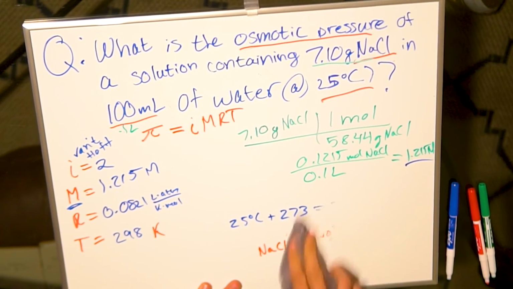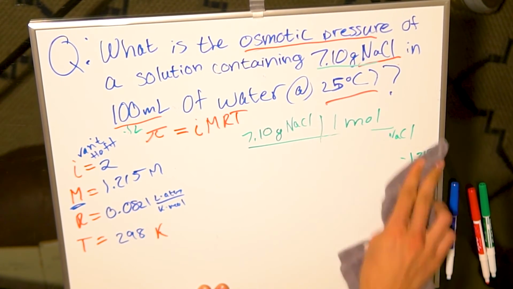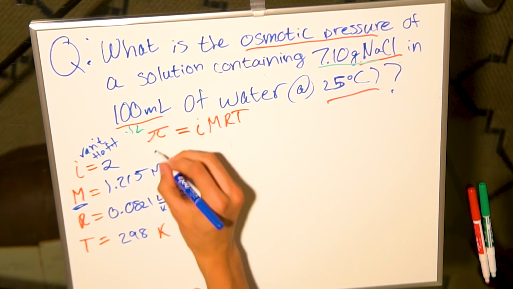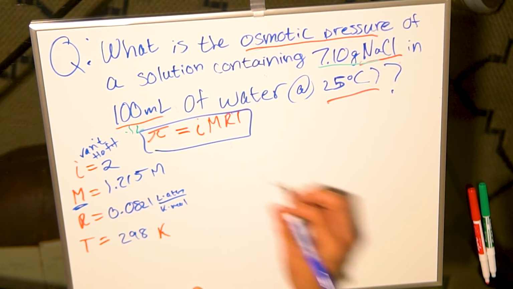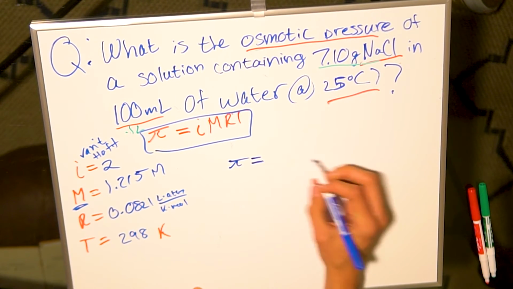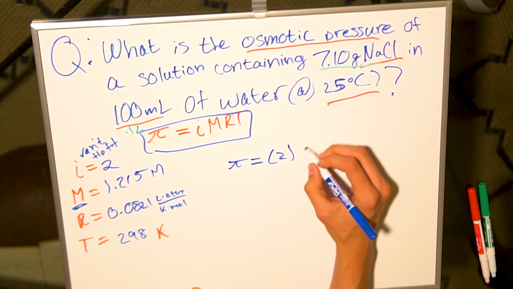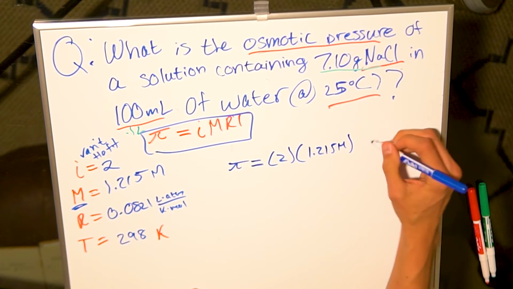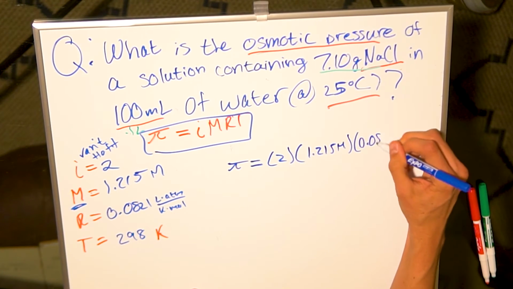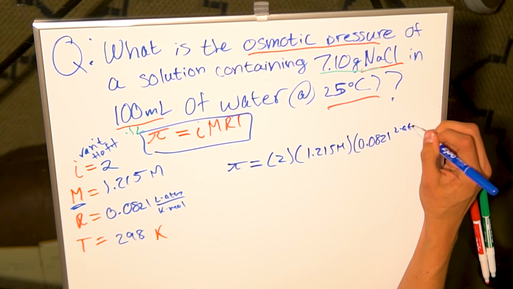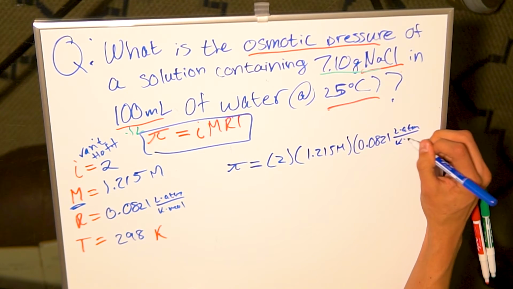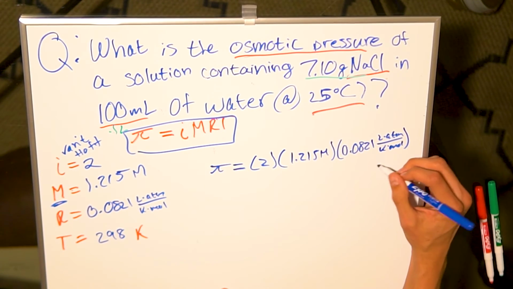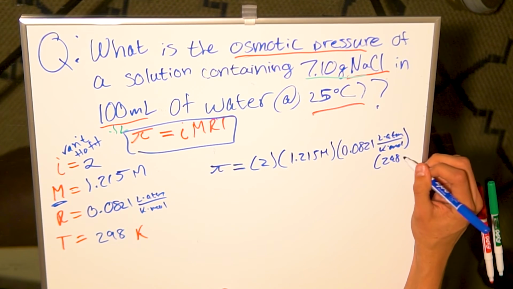Okay, so now that we have all the pieces of our equation, I'm just going to free up some space to do our calculations. Alright, so now take our equation and we just plug everything in. So we need the osmotic pressure. Our i is 2, the Van't Hoff factor. Our molarity is 1.215. Our R is our constant. It's going to be 0.0821 liters atmosphere over K times moles. And lastly, our temperature, which is 298 degrees Kelvin.